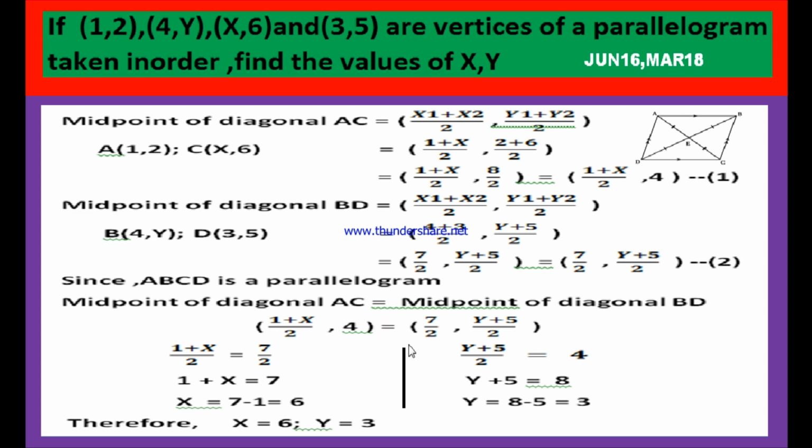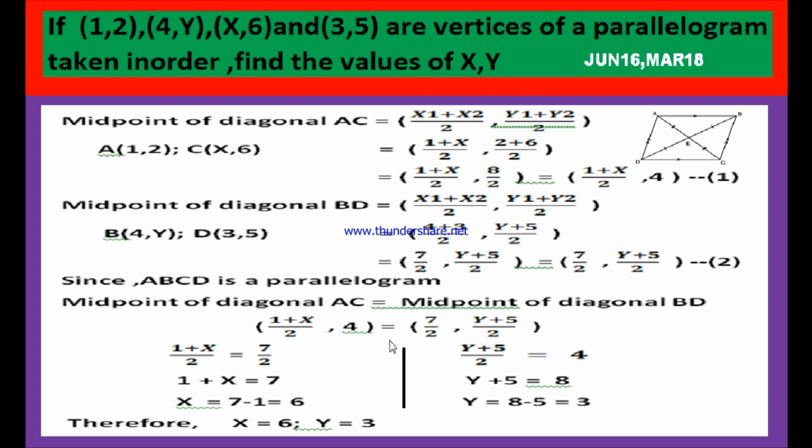Now let us equate the x coordinates. (1 + x)/2 is 7/2. You cancel by 2 and by 2. Then 1 + x is equal to 7, and x is equal to 7 minus 1, and 7 minus 1 is 6.